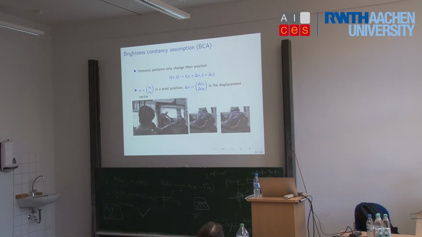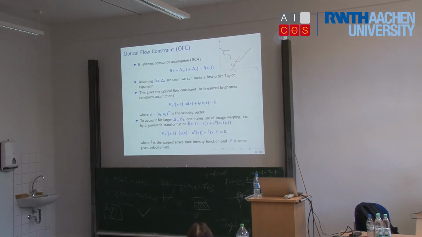Mathematically, it means that if you consider your image sequence as a space-time intensity function, so it's I of x and t, and you shift the position by a delta x and the time by delta t, the intensity should be the same. So in the space-time volume, it moves spatially but also in time, but the value of the intensity is the same. It's the so-called brightness constancy assumption. And this is the very basis of optical flow algorithms. So here x is the pixel position and delta x is a small displacement.